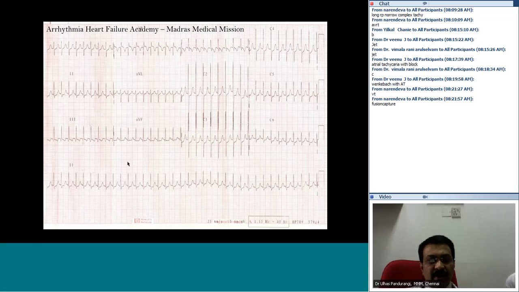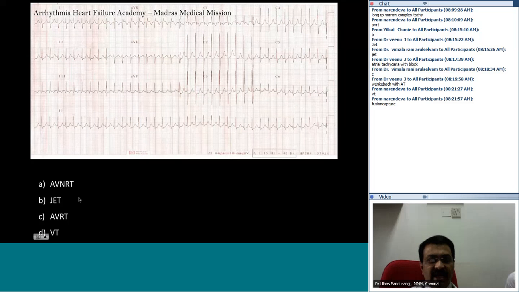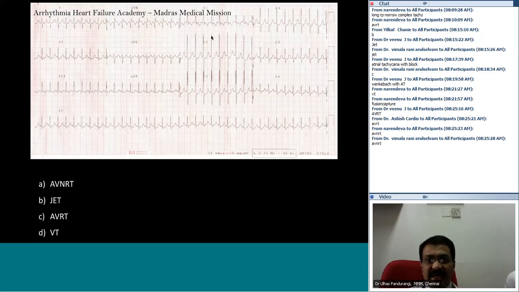So what could be your diagnosis? Is it AVNRT? Is it JET? Is it AVRT or VT? I am asking which is the commonest diagnosis or the most probable diagnosis. Venu says AVRT, which is incorrect. So we are left with the 3 more choices. Excellent. Narendeva says AVNRT, and Vimala says AVNRT. Perfect. The reason being, you have a regular narrow QRS tachycardia where you are finding difficulty in identifying the P waves. That simply means it may be inside the QRS complex.